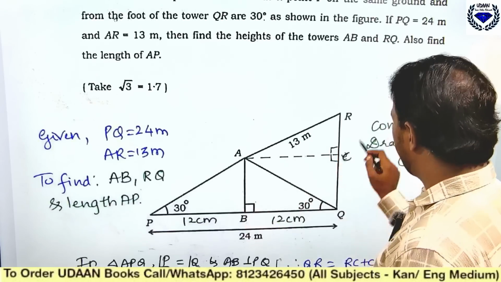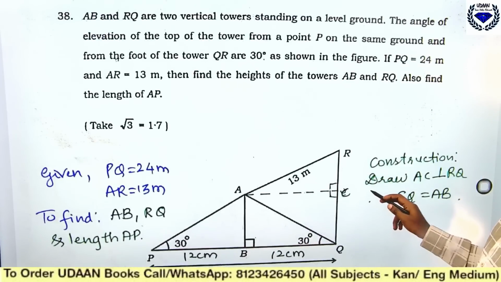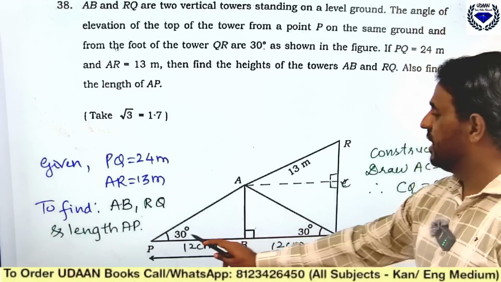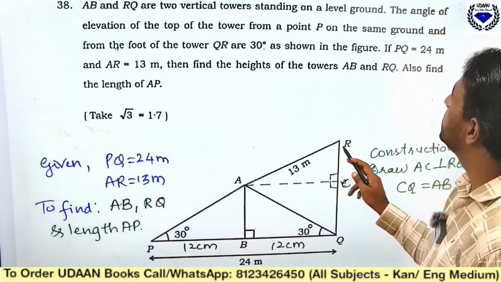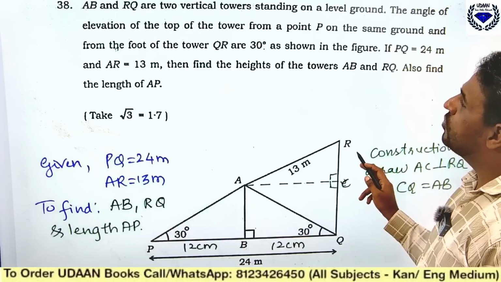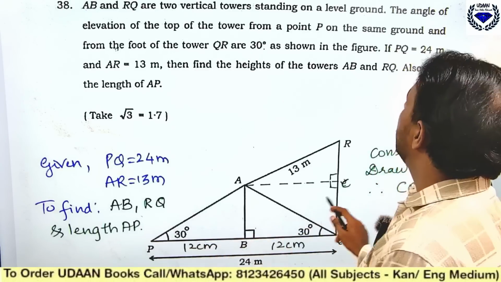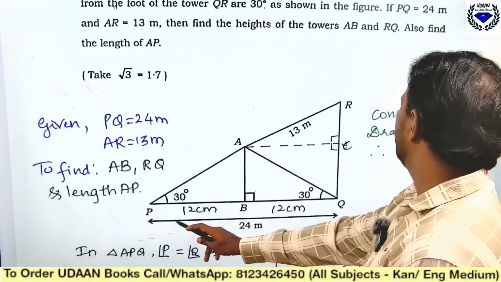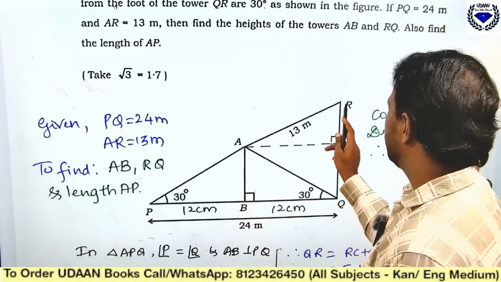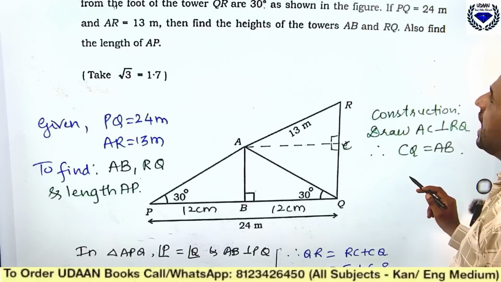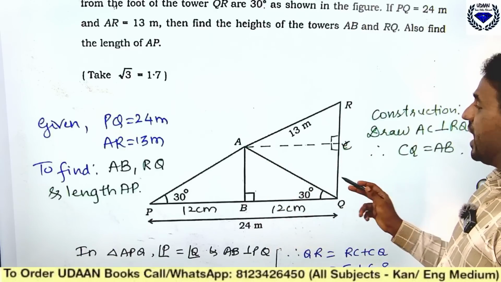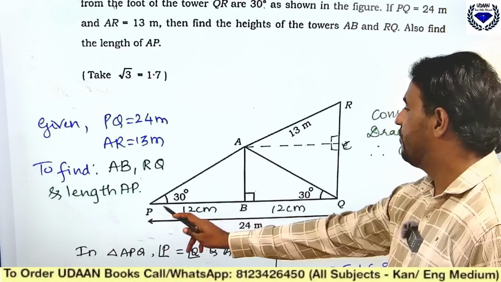AB and RQ are two vertical towers standing on level ground. The angles of elevation of the top of the tower from point P, on the same ground and from the foot of the other tower, are 30 degrees as shown in the figure. If PQ is 24 meters and AR is 13 meters, then find the heights of tower AB and RQ, and also find the length AP.